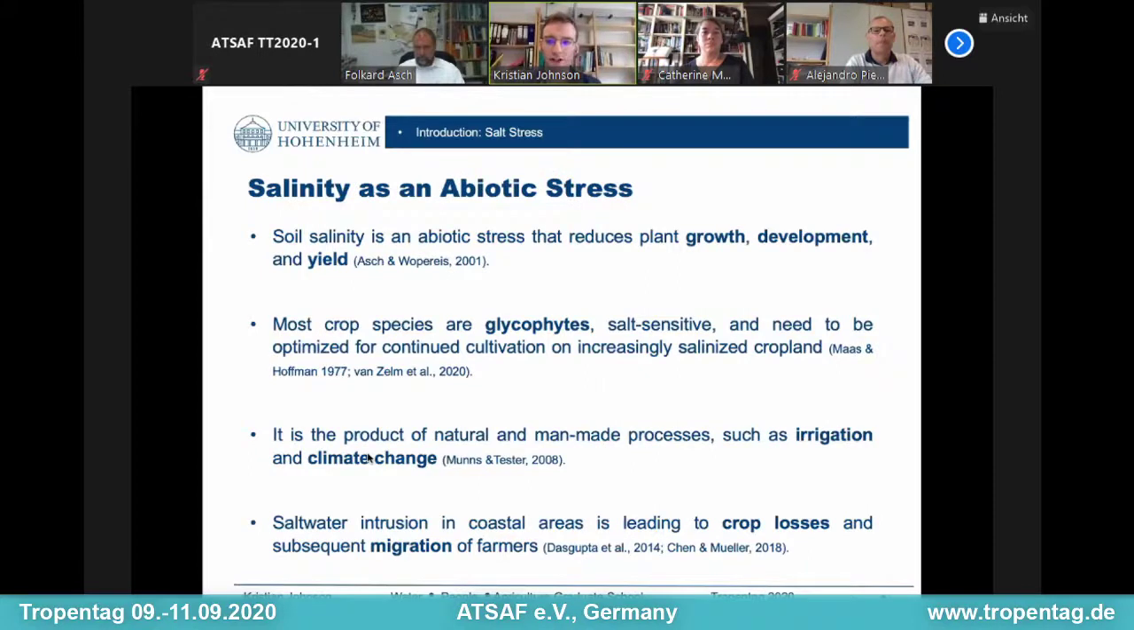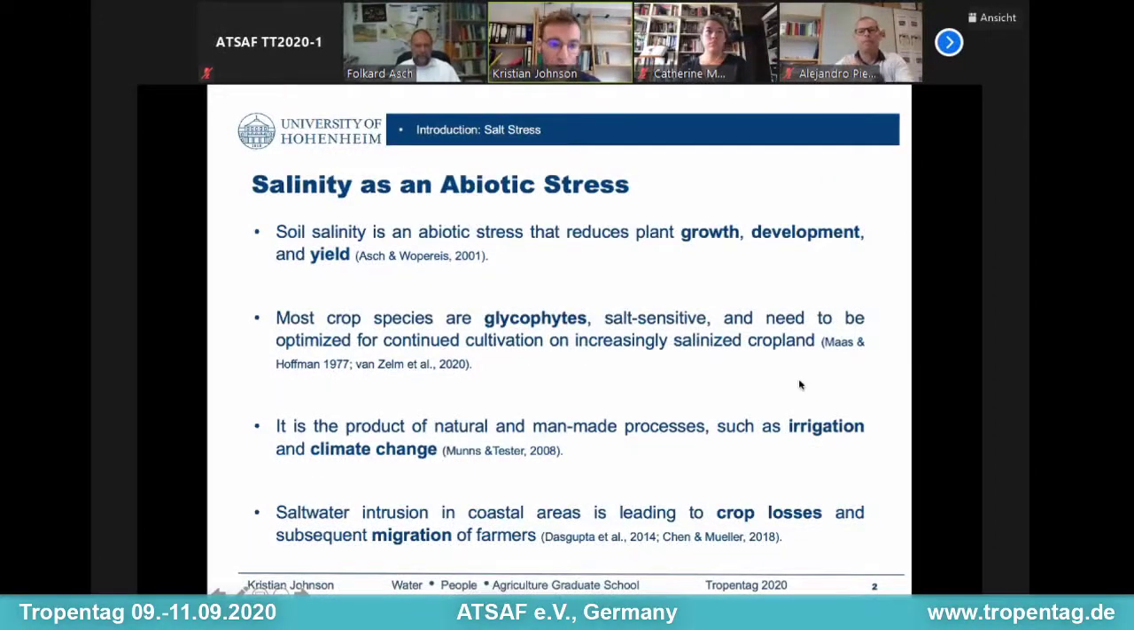So to start off with, I just want to outline salinity as an abiotic stress, much of which you already know. As you probably imagine, salt is bad. And in general, over years, through different crops, it's been shown that salinity reduces plant growth, development, and yield. Most crop species are glycophytes, and this is why this is a problem. That means they are salt sensitive and need to be optimized for continued cultivation on increasingly salinized cropland.